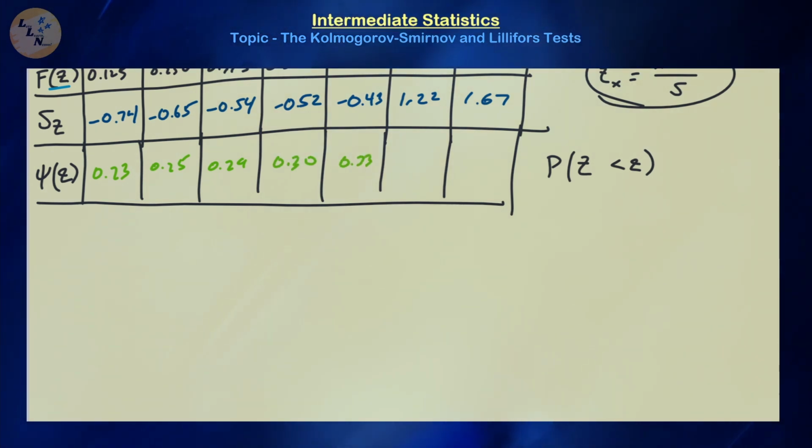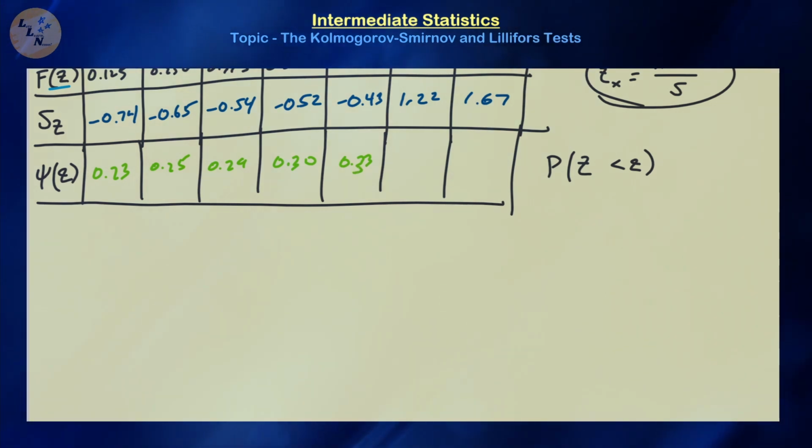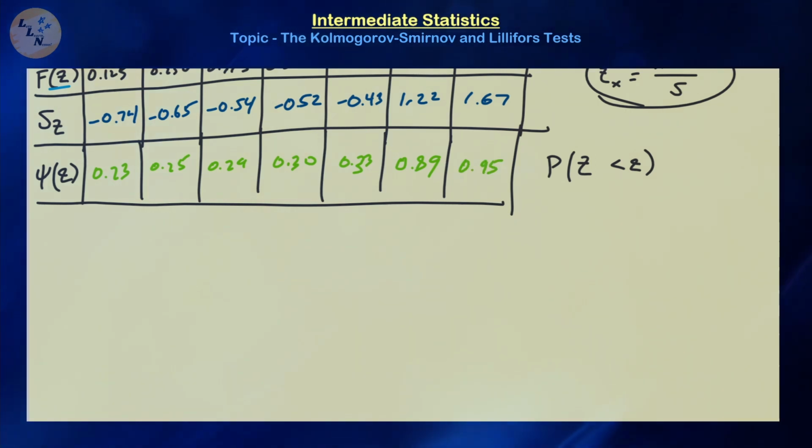Keep in mind, all of the negative z-score values should have CDF values less than 50% because we're to the left of the mean, which is 0. And then at 1.22, now that we're to the right, we have a value that's bigger than 50%, in particular 89% and 95%, right? Because remember, 1.67 is approximately that 5% critical value that we should already be familiar with.